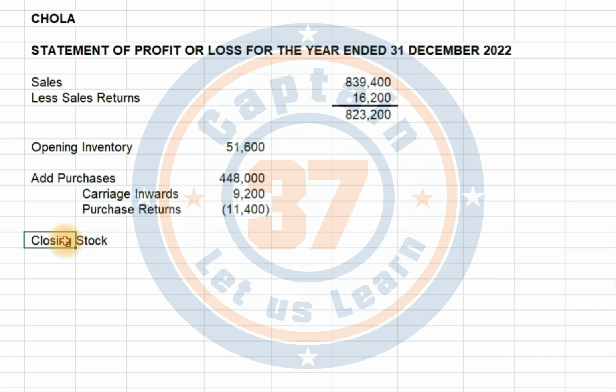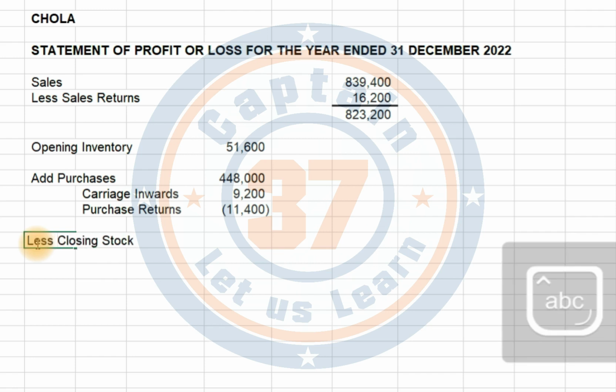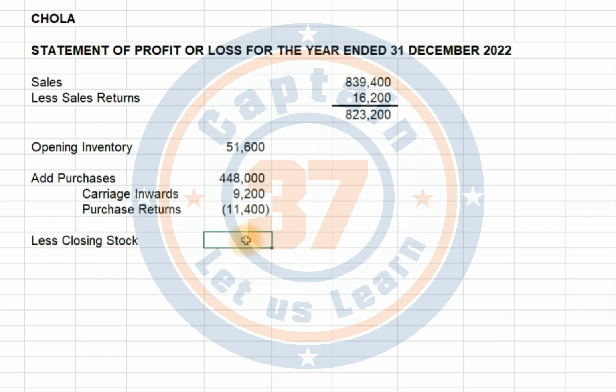Closing stock. What I recommend is you can just simply indicate here that it is less closing stock, because you always subtract that. Because we are subtracting that, we just simply do that. Less closing stock, which is 25,740. Now, this information is going to be given to you on the exam.